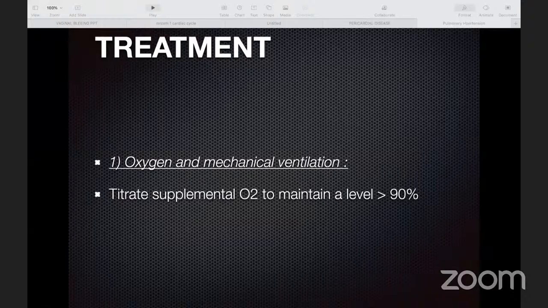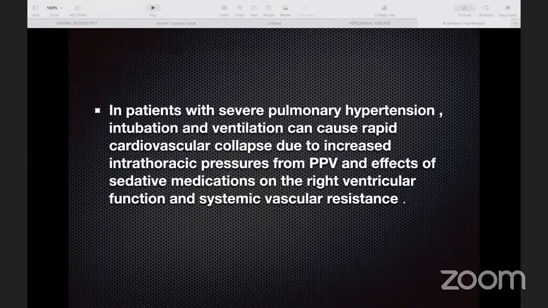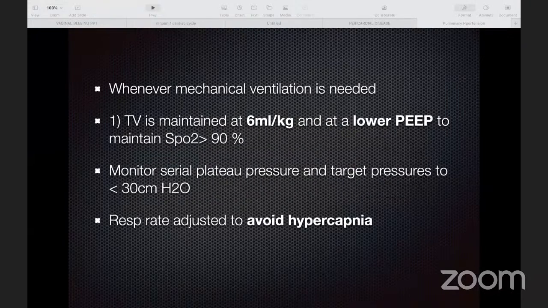But the most important point in the oxygenation is, in patients with severe pulmonary hypertension, the intubation and ventilation can cause rapid cardiovascular collapse due to increased intrathoracic pressures from the positive pressure ventilation and effects of sedative medications on the right ventricular function and systemic vascular resistance. So whenever we need a ventilation, we always have to be careful and the following points must be noted.